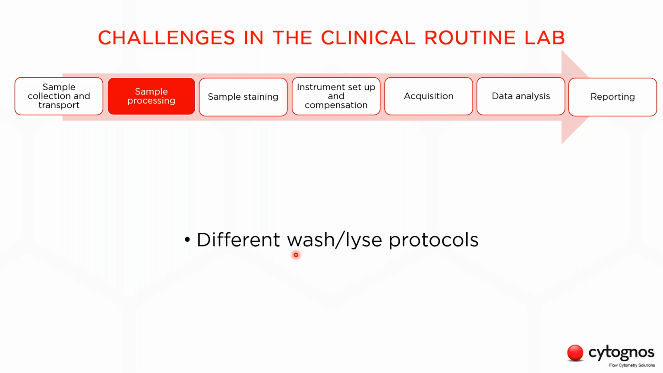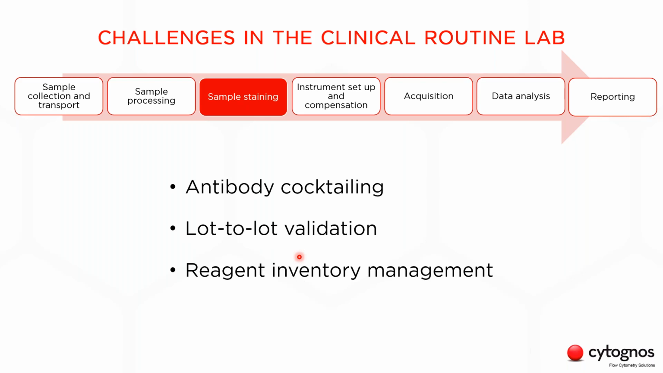In regard to the second step, there are different wash protocols in place, so we have to coordinate multiple workflows at the same time and apply the corresponding one depending on the sample or depending on the study that we are performing. Regarding the sample staining, cocktailing the single antibodies can lead to pipetting errors. Also, if we get a new antibody lot, we need to cross-check it with the previous one. And we need to have an efficient control stock of all the reagents to reduce reagent waste.